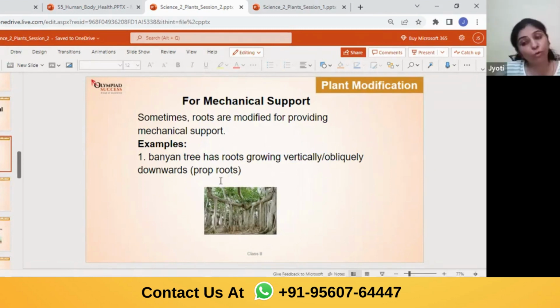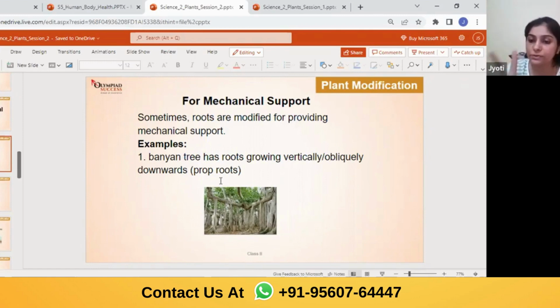Okay, what is the difference, ma'am? Both of these are grown on banyan tree only. But what is the difference? Prop roots, they grow from the vertical branches and they go deep into the soil. And aerial roots, they also grow from the branches, but they hang in the air.